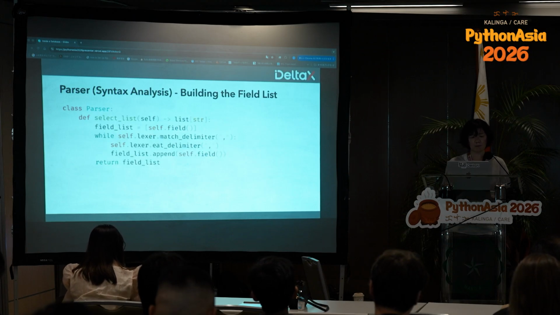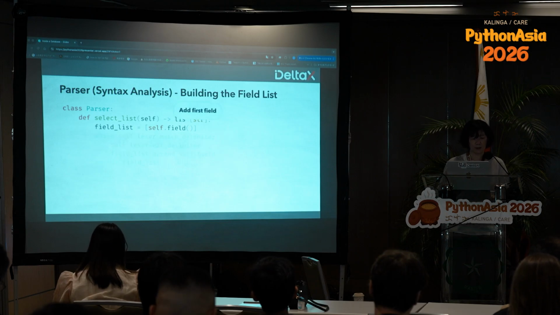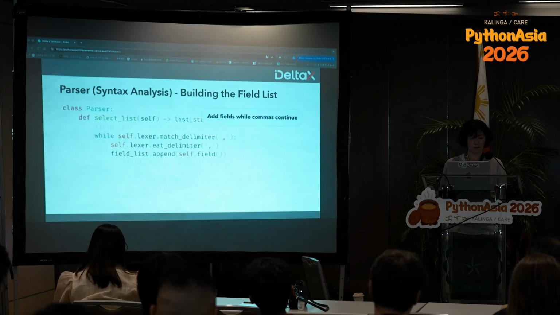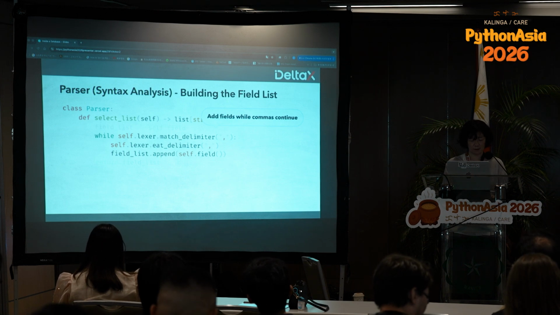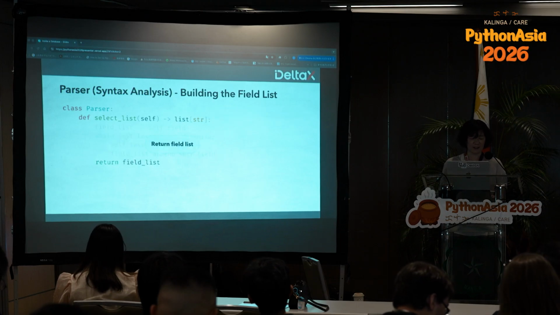The select list method parses column names. First, it appends the first field name to the list. Then, as long as commas continue, it appends the next field name. Finally, it returns all field names as a list.